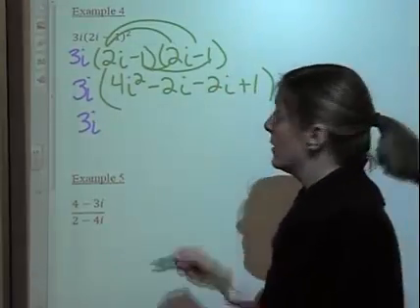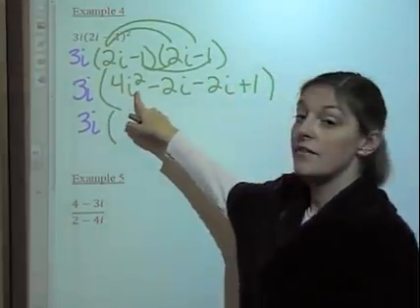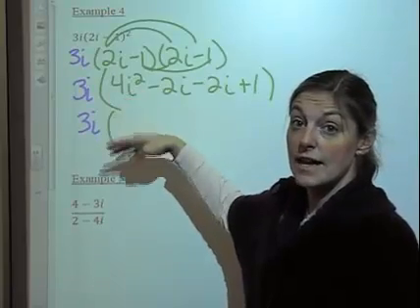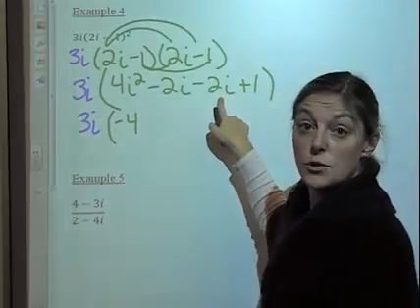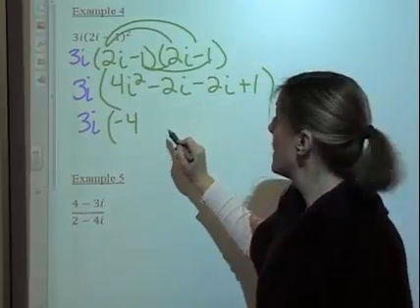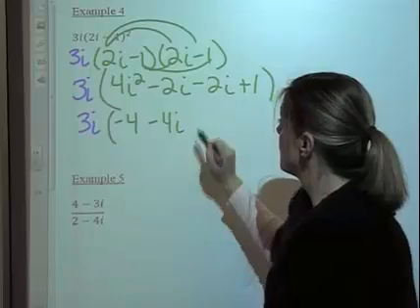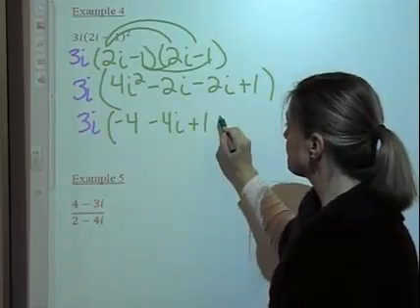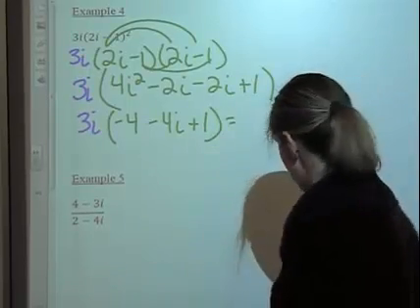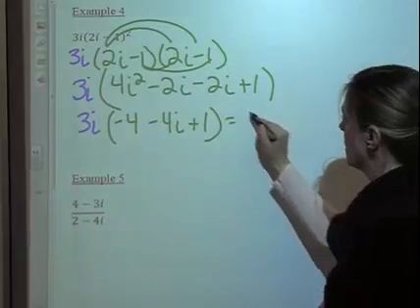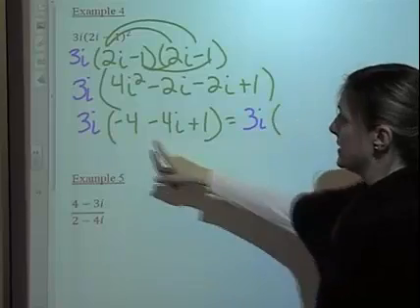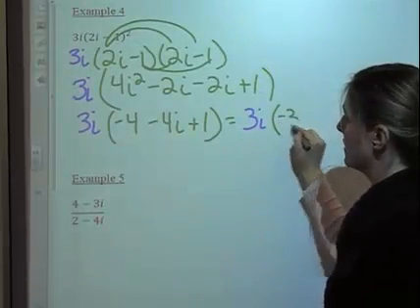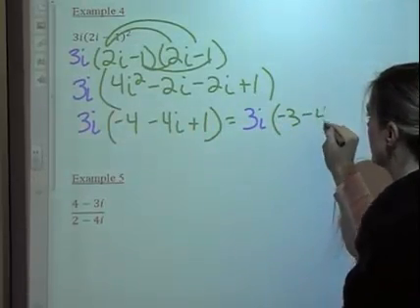So now let's combine our like terms. Remember that i squared is the same thing as -1, so 4 times -1 is -4. Your -2i's combined to give you -4i. And then you have a +1. So that really becomes 3i times -3 minus 4i.